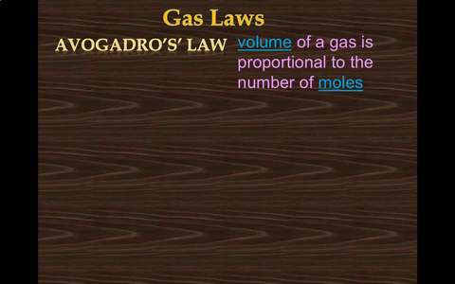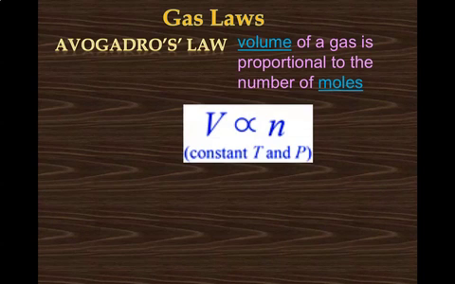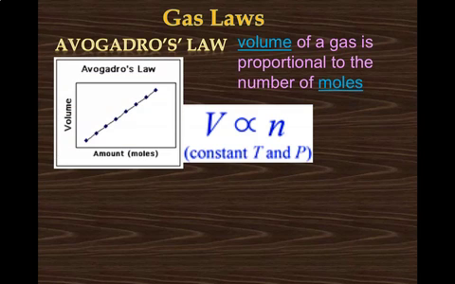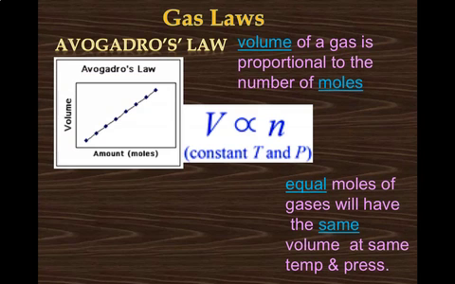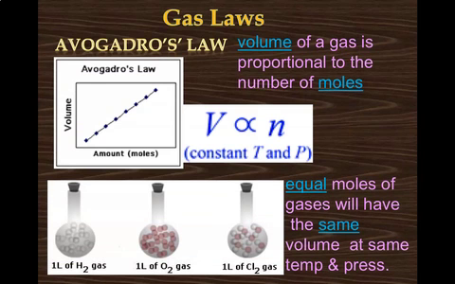So Avogadro's law says that the volume of a gas is proportional to the number of moles, assuming that the temperature and the pressure don't change. This is a graph showing that they're proportional. As you get more moles, you're going to have more volume, again assuming temperature and pressure are not changing. Equal moles of gases will have the same volume as long as the temperature and pressure are the same.